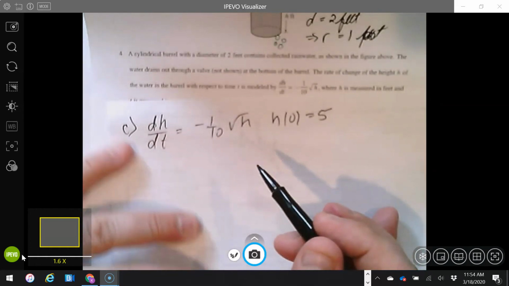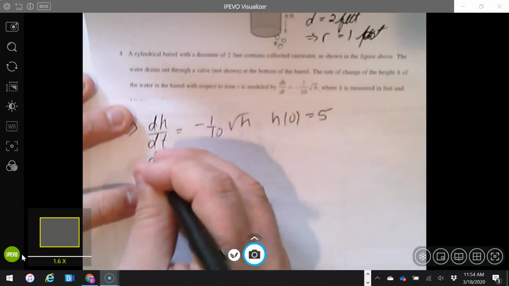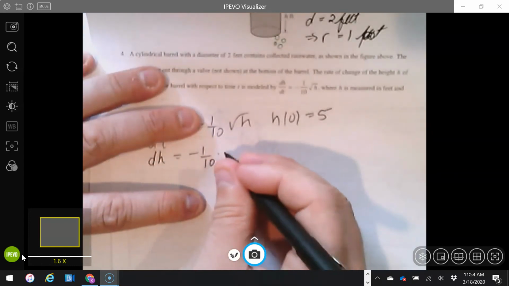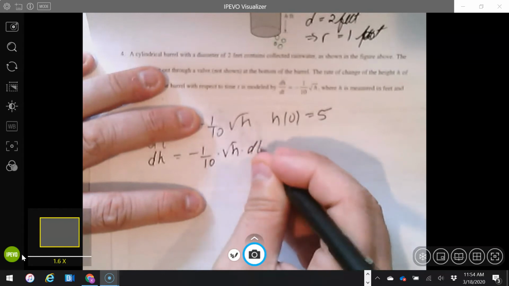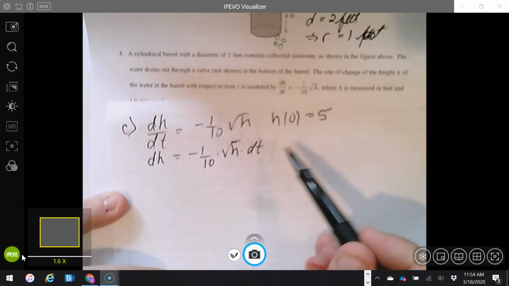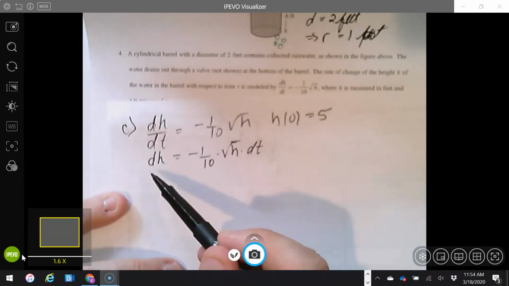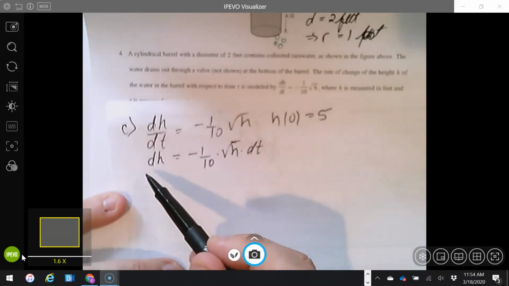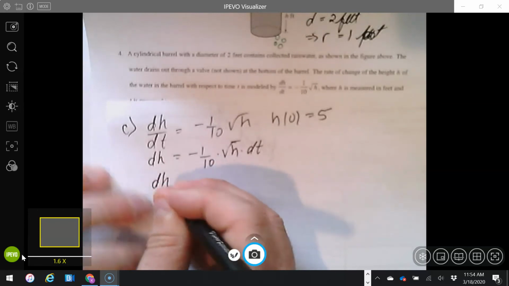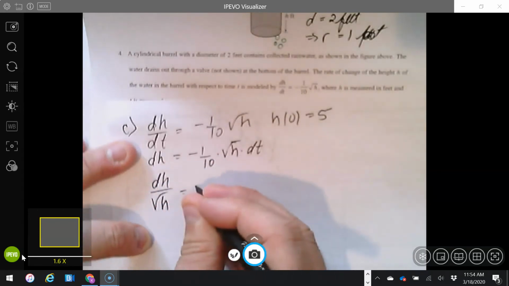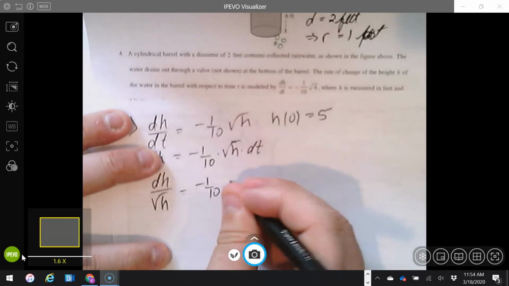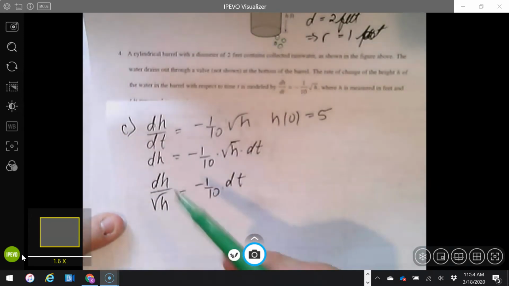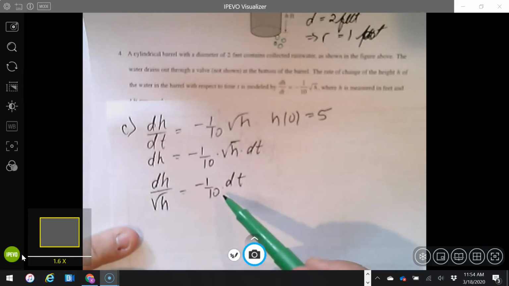So let's separate the variables. I'm going to multiply both sides by dt. dh is equal to negative 1 over 10 times the square root of h times dt. If I've got dh on the left, I have to get the square root onto the left as well. So I'm going to divide both sides. dh over the square root of h equals negative 1 over 10 dt. At this point, I've correctly separated the variables.